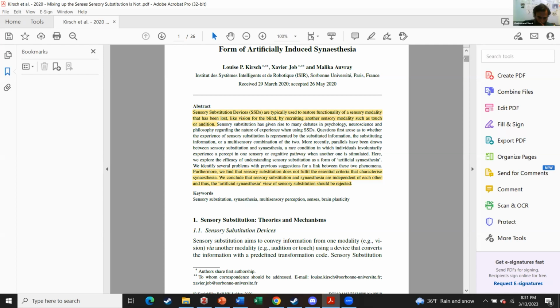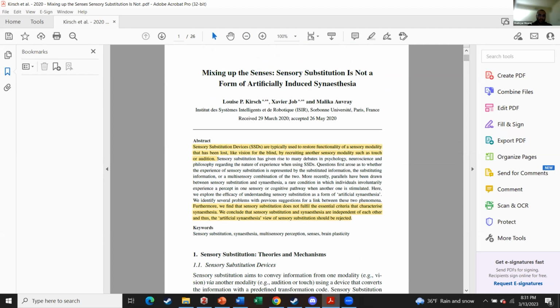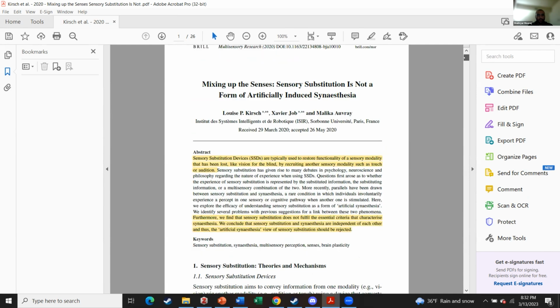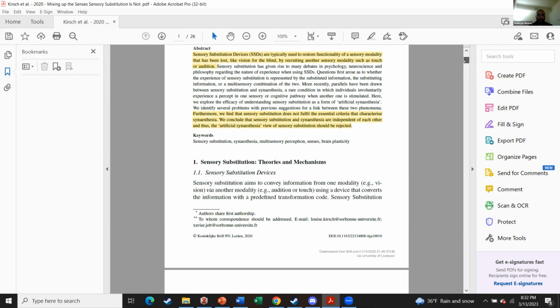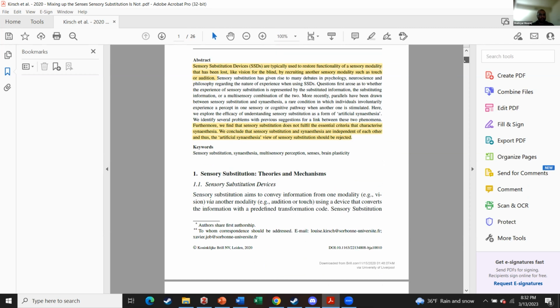Yeah. Okay. So the paper we're talking about right now is Mixing Up the Senses: Sensory Substitution Is Not a Form of Artificially Induced Synesthesia. This was something we were discussing last week, and I think it's relevant because what we want to do is build a device, right? Going over a topic like this can help us focus the design path we want to go. It might be that we actually do want to do sensory substitution, and delineating that early on can be helpful in keeping a project focused in terms of goals.